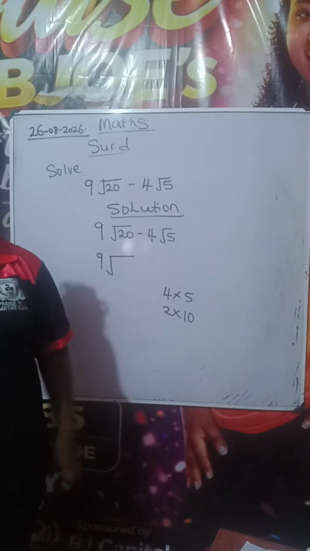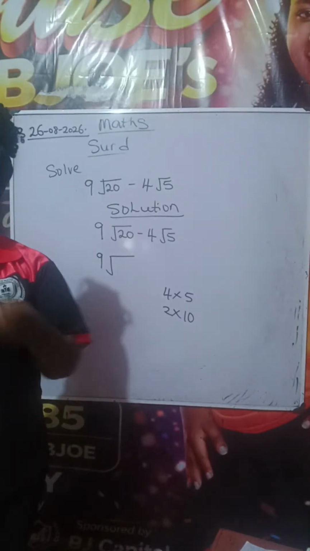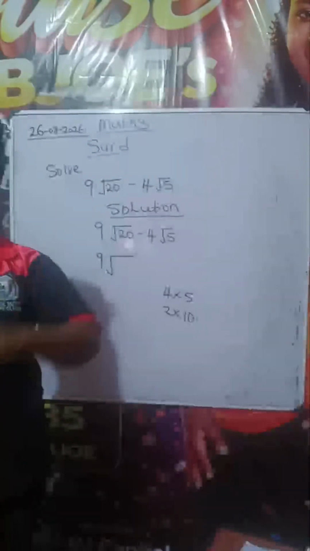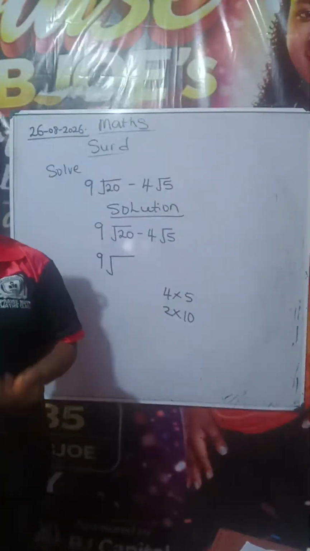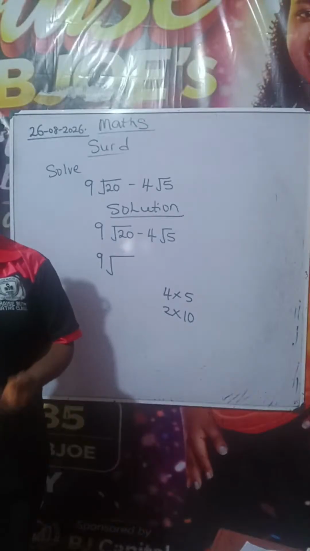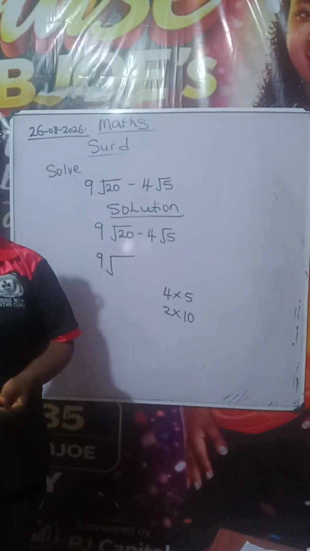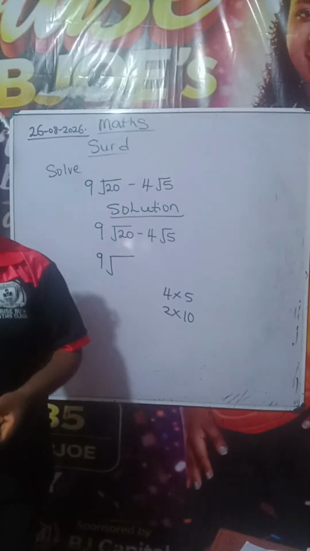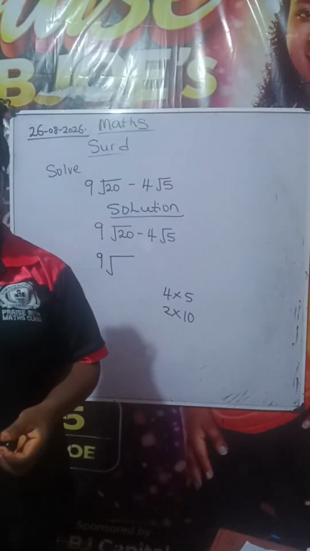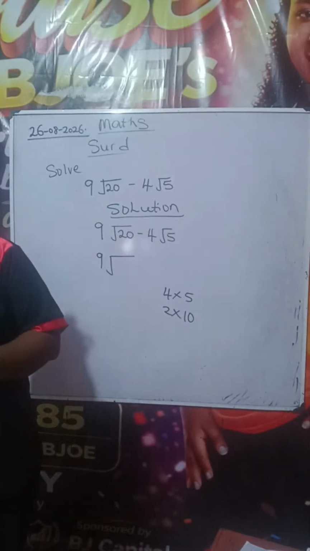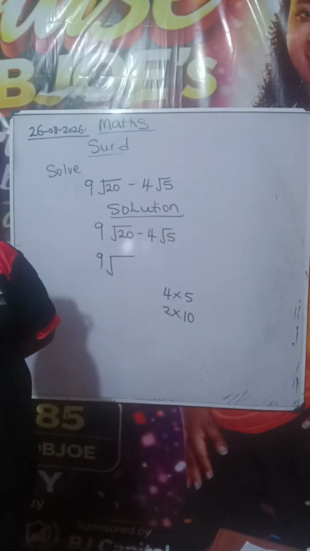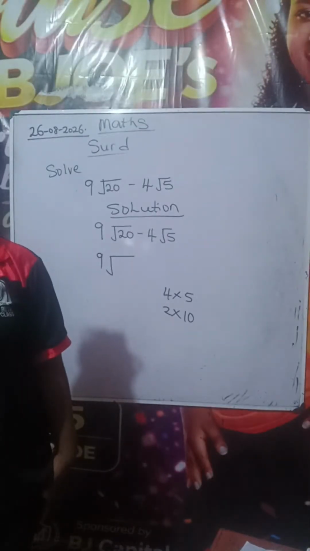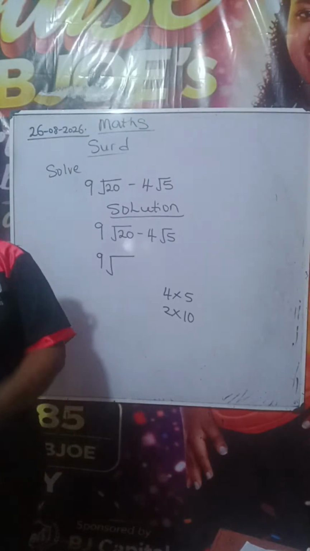Because 2 times 10 is 20. 4 times 5 is 20. But why did we choose 4 times 5? Why did we choose 4 times 5? Anybody? 4 times 5. We did not choose 2. We did not choose 10. It has a 5 times in the other square root.